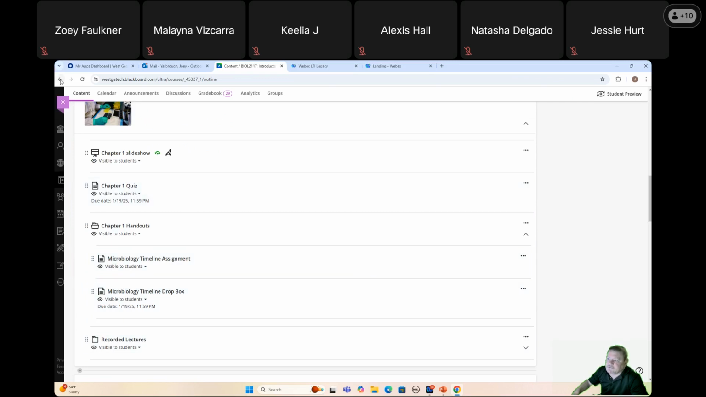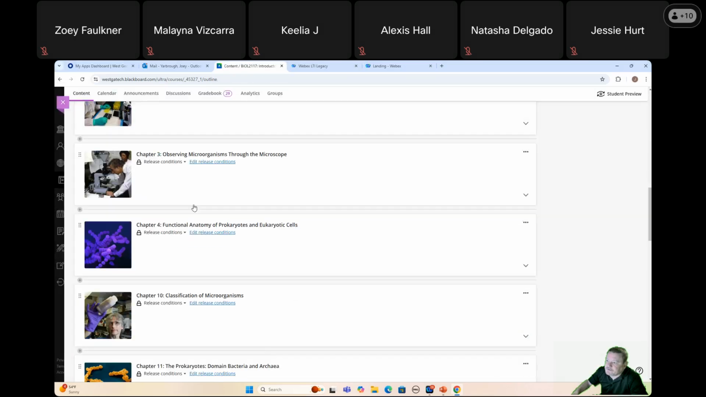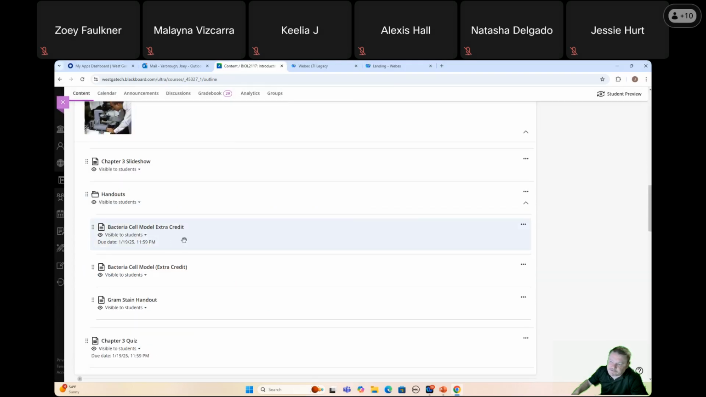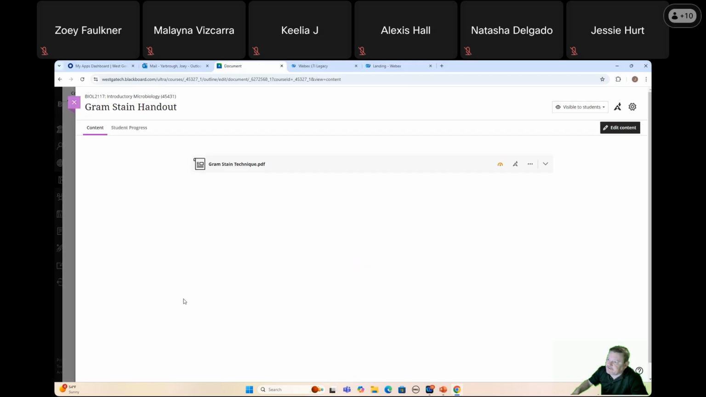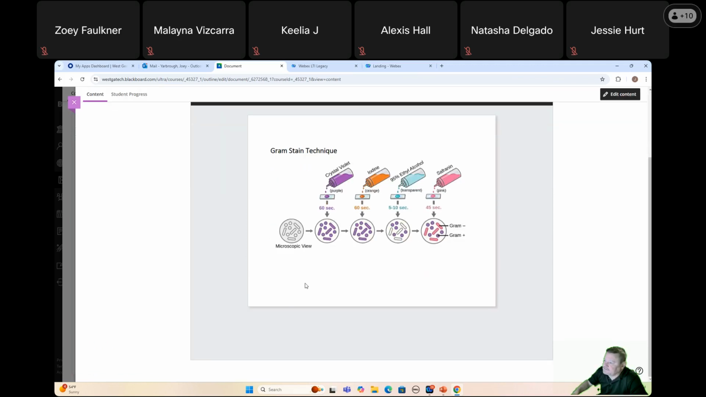Where did I put the other one? Hold on. Let's see. There's your extra credit for the bacteria cell model, right? Also, there's a Gram stain handout. It basically is going to take you through the Gram stain technique and show you how to do it. Follow your lab instructor's guidance on this, because they may tell you to do alcohol for only 5 seconds instead of 5 to 10. They'll give you their own. I just wanted you to kind of get an idea of how it's done, so you can look at this ahead of time and see what you're going to be doing in lab.